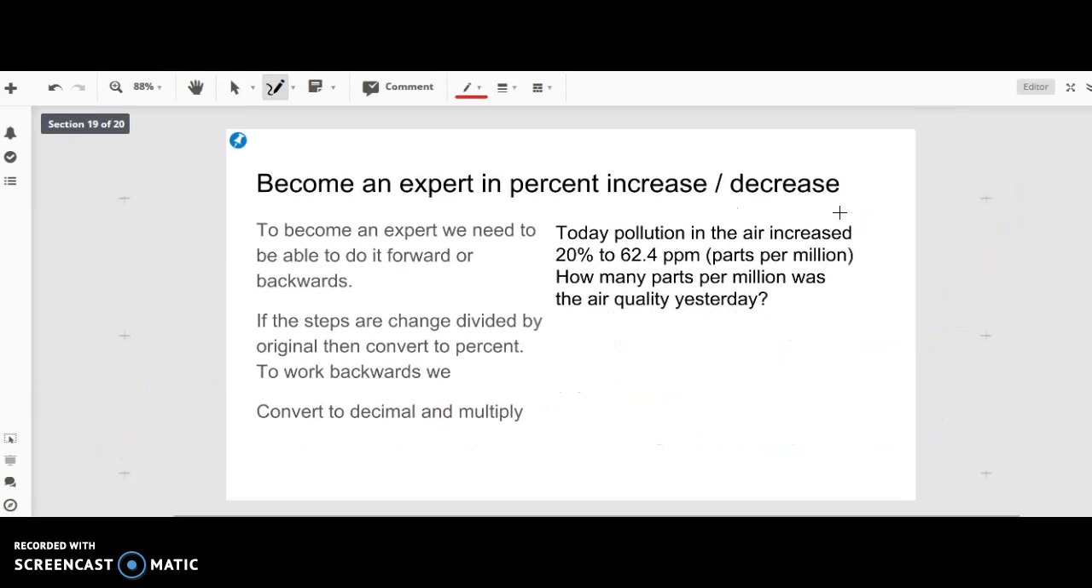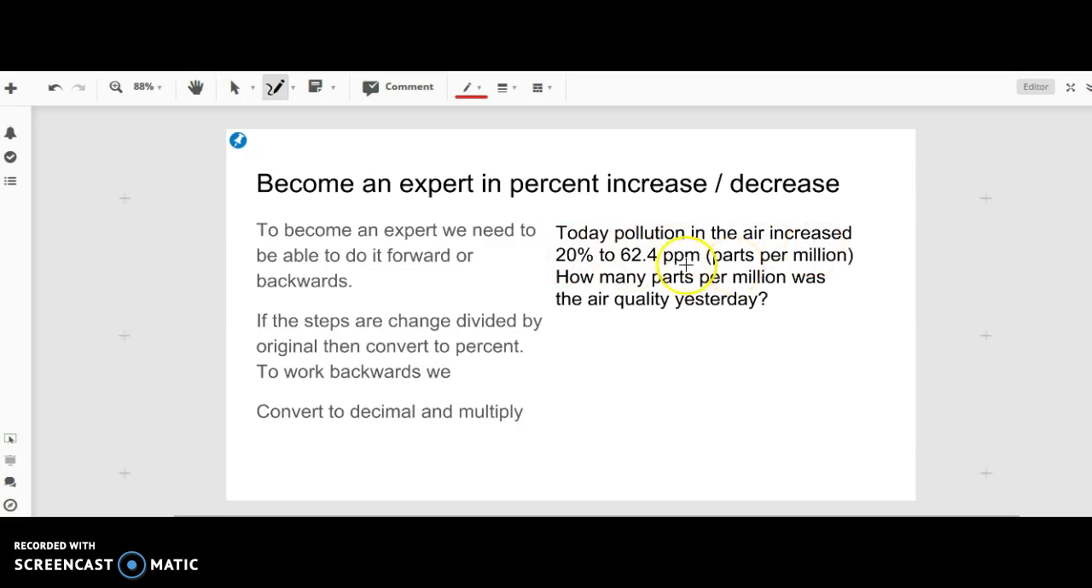Today we're going to become an expert in percent increase and decrease. To become an expert, we need to be able to do it forward and backwards, but you already know how to do it forward and backwards. You just don't think about the steps. So we have to remember the steps, not the procedures. The steps are: find the change and divide by the original, then convert to percent. To work backwards, we convert to a decimal and multiply.